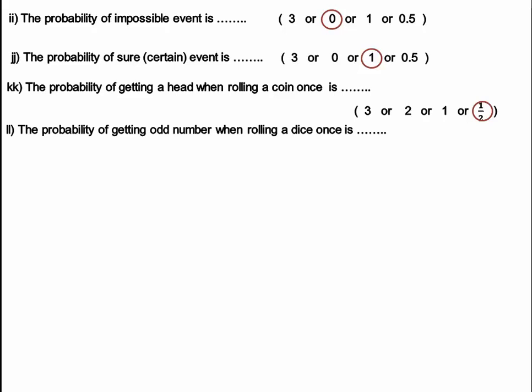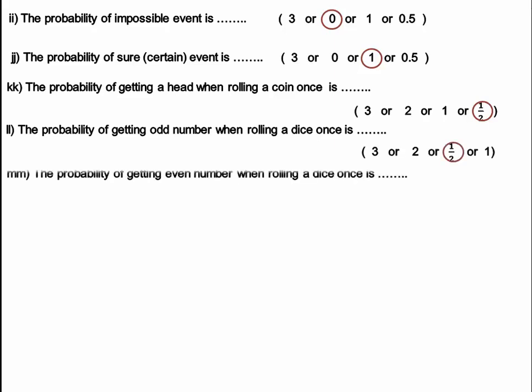The probability of getting an odd number when rolling a dice once. If you are rolling a dice once, we know that we will have 1 or 2 or 3 or 4 or 5 or 6. So we have 6 as the total. Then the odd numbers are 1 and 3 and 5. So we have 3 odd numbers, so 3 over 6. The simplest form will be 1 over 2.